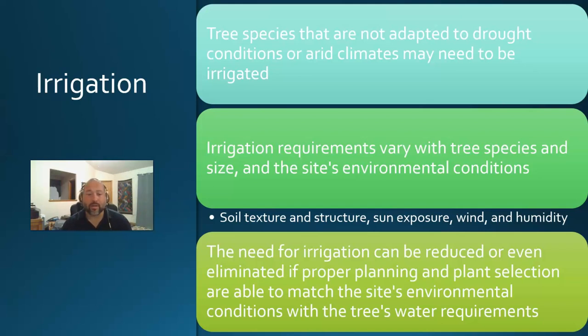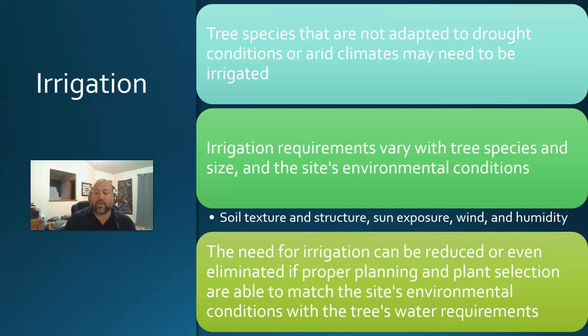going to need irrigation. Your irrigation requirements are going to vary with whatever tree species, however big the trees are, and the environmental conditions that you have there. What are we talking about in terms of environmental conditions? Soil texture and structure, the sun exposure, how much wind you get, and the humidity. All those things are going to affect how much water you need. Especially because, remember, the whole thing about water and why the trees need water is because they're going to use it to just try and keep cool. So the amount of sun you're getting and the amount of wind that's hitting the tree and the humidity, all those things are going to affect basically how much the tree is sweating.